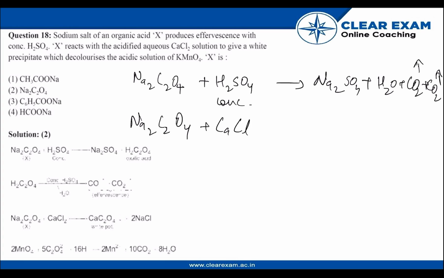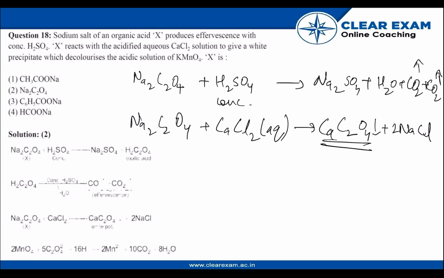Now when sodium oxalate reacts with CaCl2, aqueous CaCl2, it gives CaC2O4 and NaCl. That is the white precipitate of calcium oxalate.